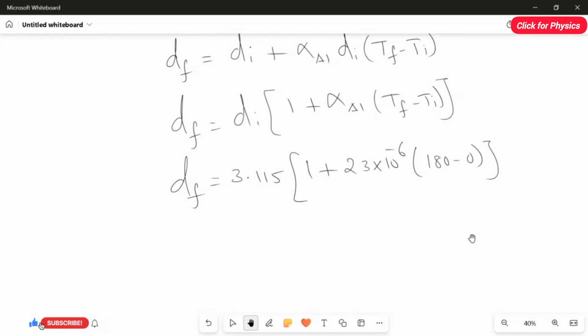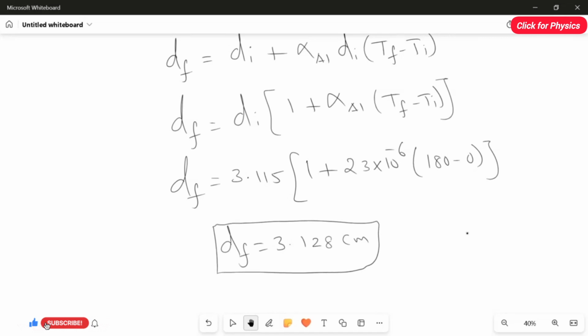3.115 multiplied by 1 plus 23 multiplied by 10 power minus 6 multiplied by 180. So I got the answer for D final, which is equal to 3.128 centimeter. So this is the answer for this question.